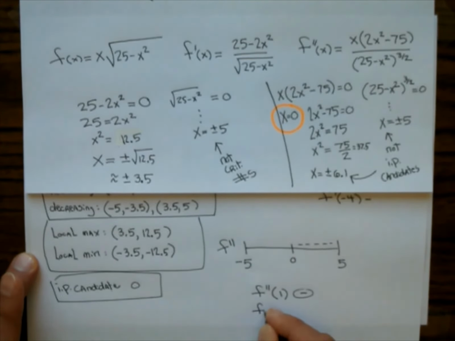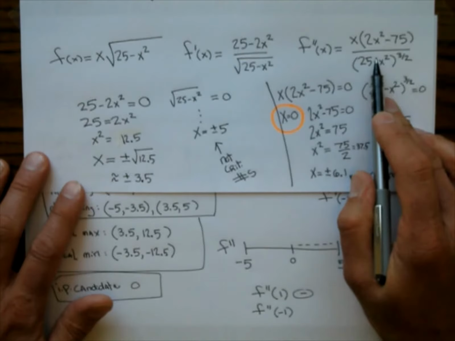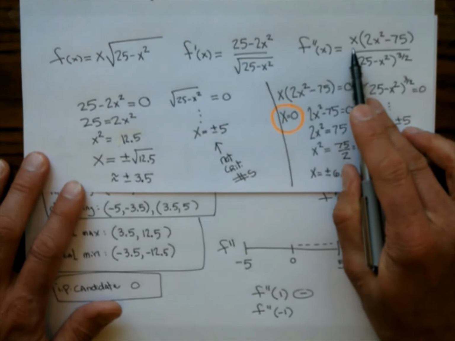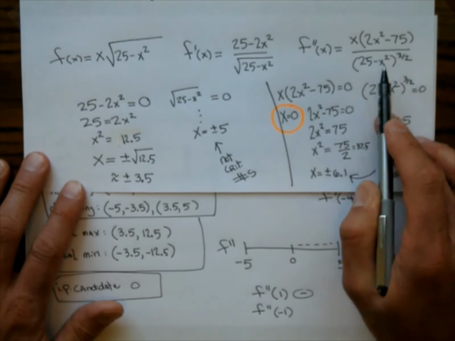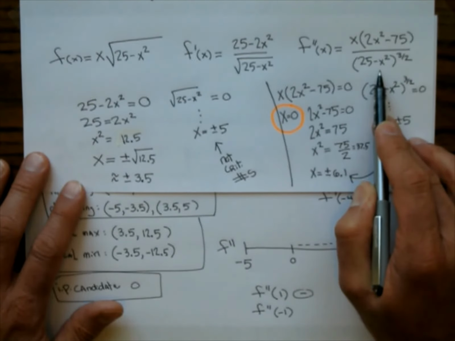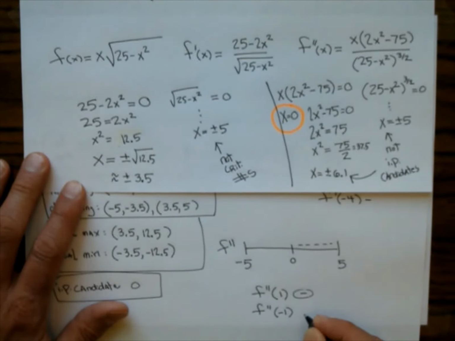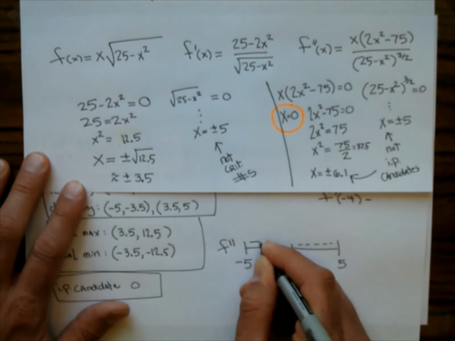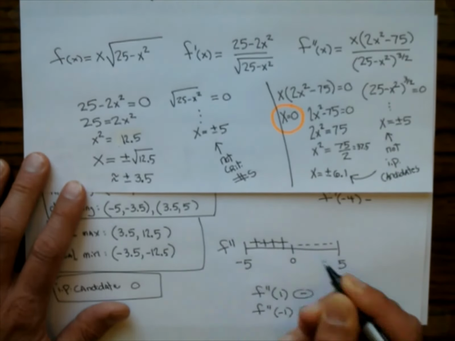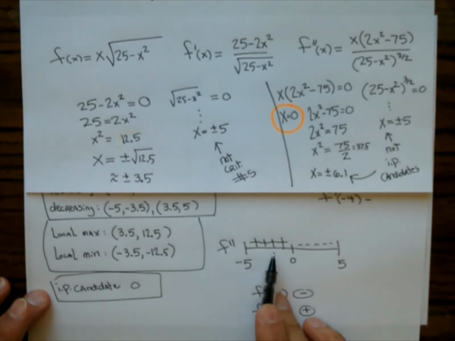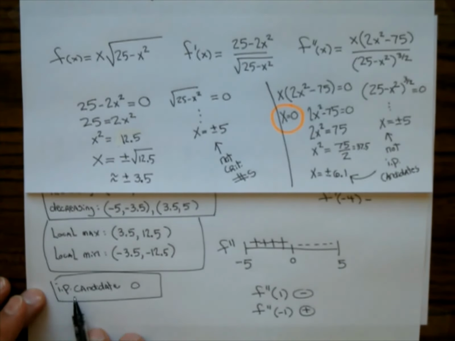And when I plug negative 1 into the second derivative, I end up getting a negative there. That's going to be negative and positive on the bottom. So negative times negative over a positive is a positive. And so I end up getting something like that. So this tells me the concavity, concave up, concave down, and this inflection point candidate actually wins the election. It is an inflection point.